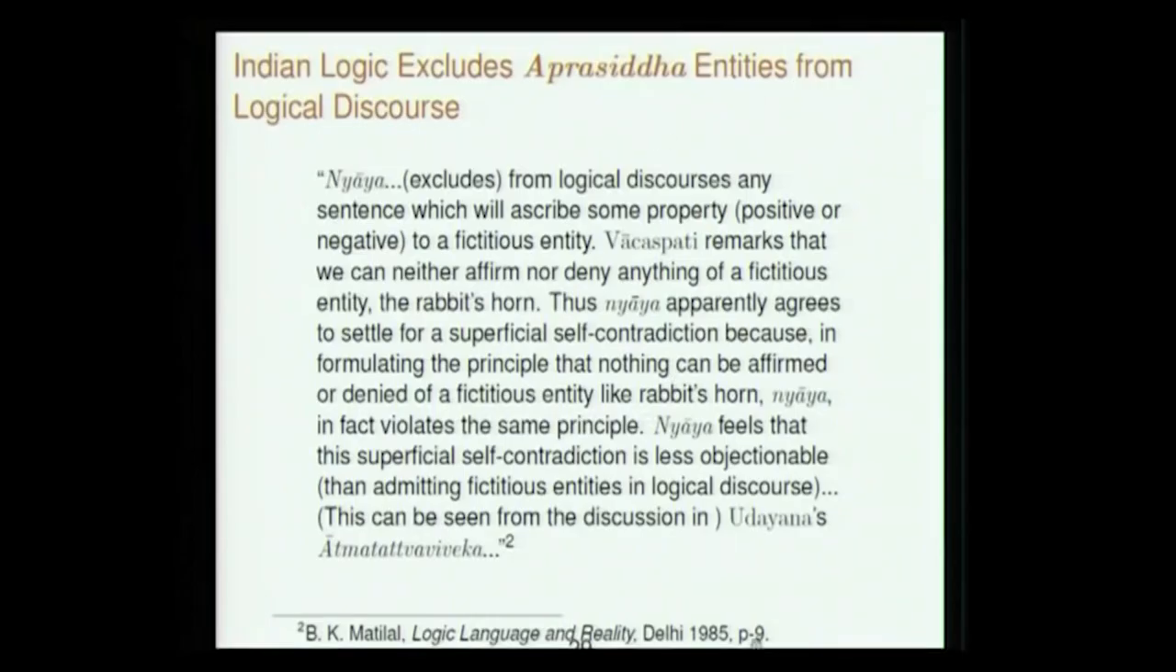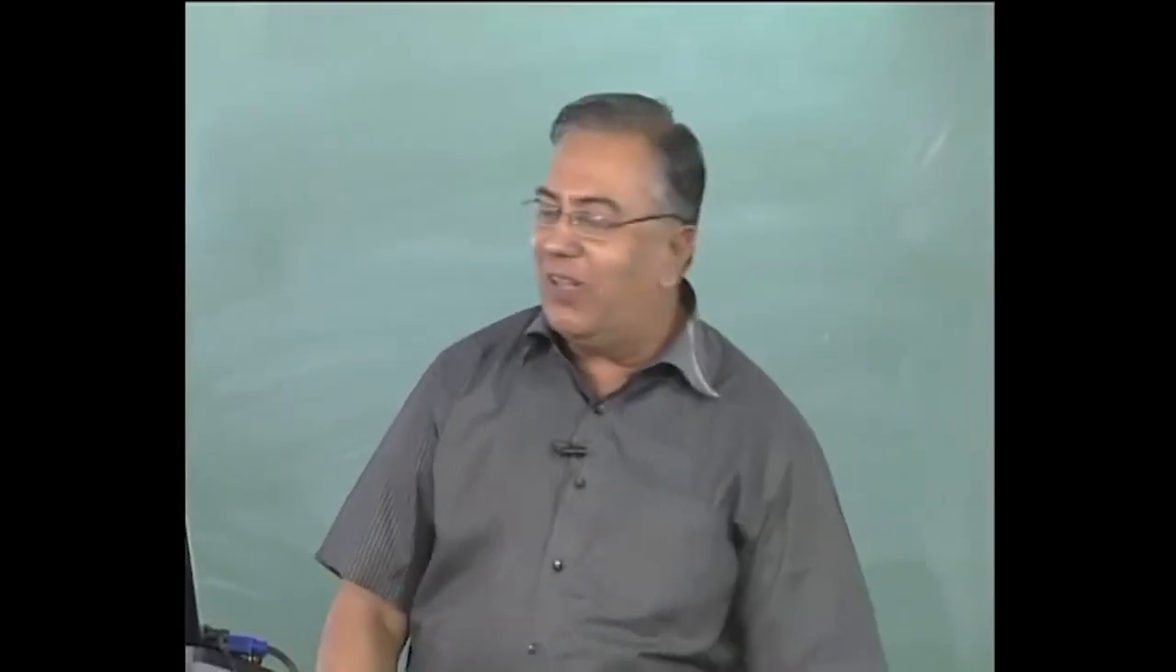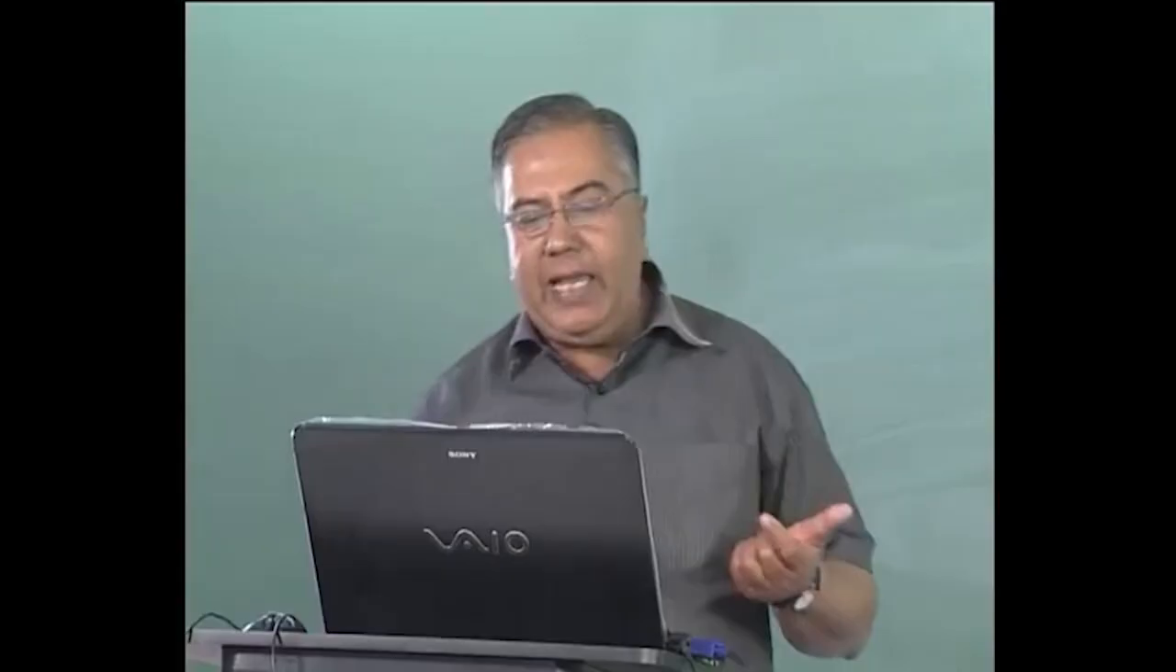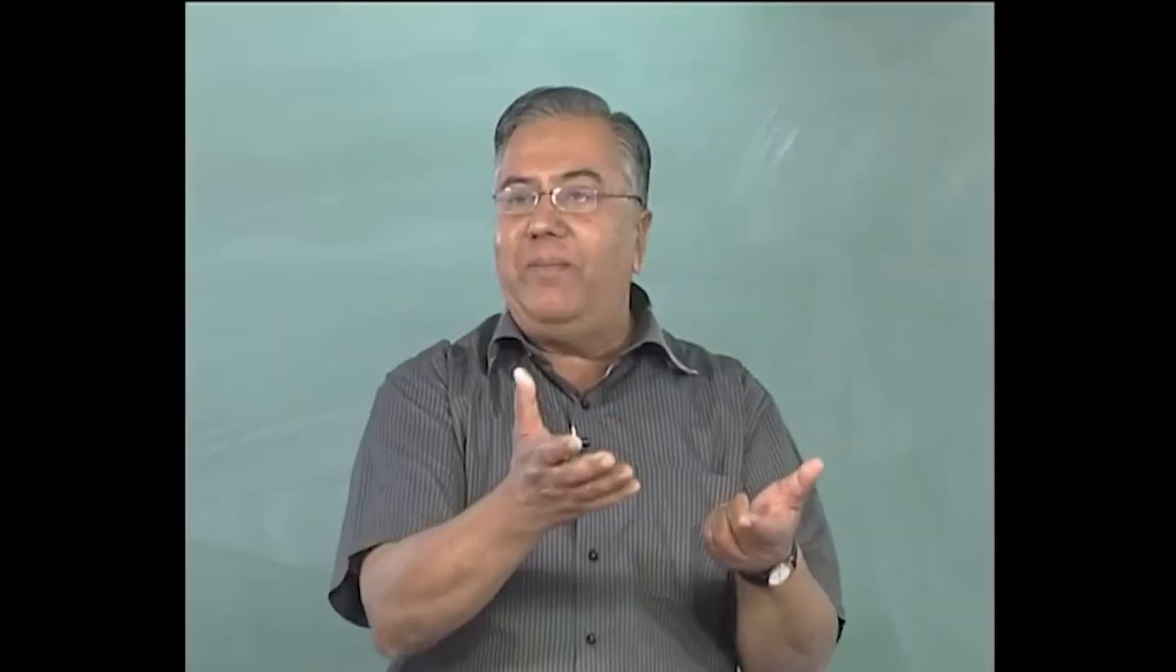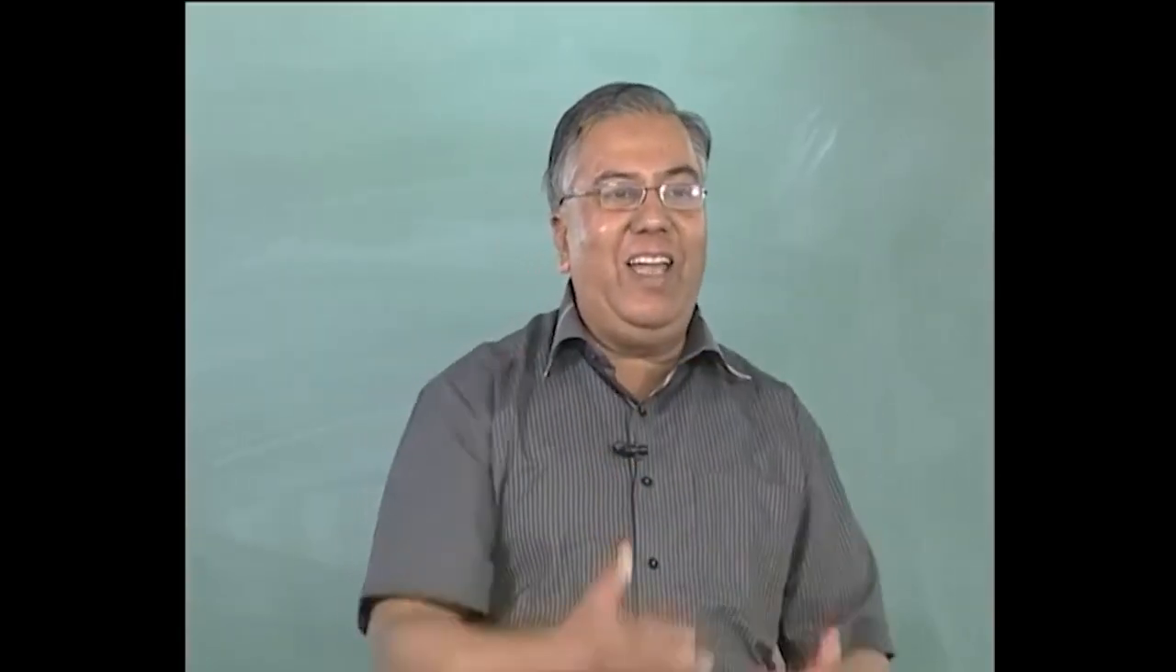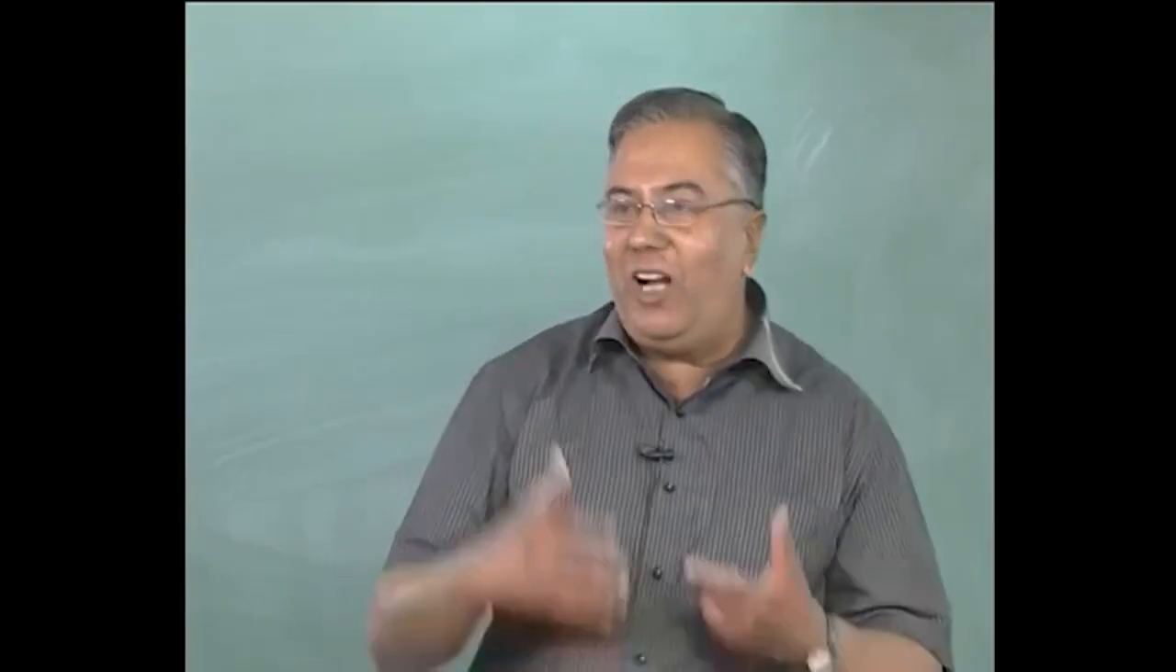This is a summary. The original work has a detailed discussion which is found in Udayana's Atmatattva Viveka, or you can pick up Udayana's Atmatattva Viveka and see this discussion. The discussion is very simple. The Naiyayika is saying that any statement which uses a fictitious entity is not a valid statement. So then the opponent asks, you have already made a statement using a fictitious entity. So what are you talking about?